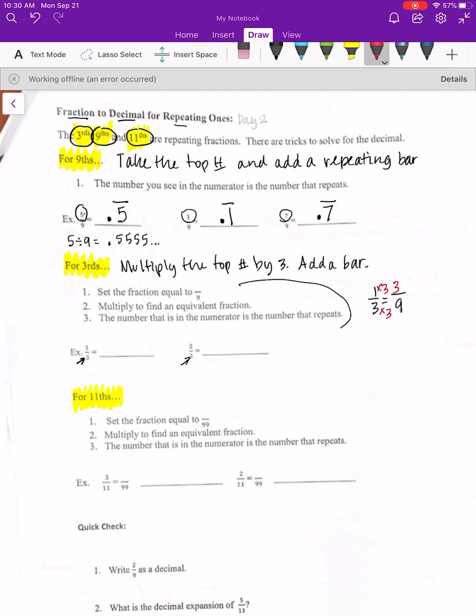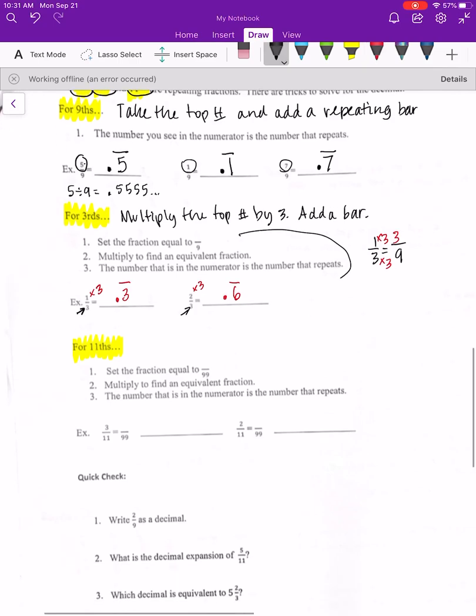But take the top number, multiply by 3. So 1 times 3 is 3, add a decimal point and a bar. Done. Multiply by 3, 2 times 3 is 6, add a decimal point, add a repeating bar. That's it.